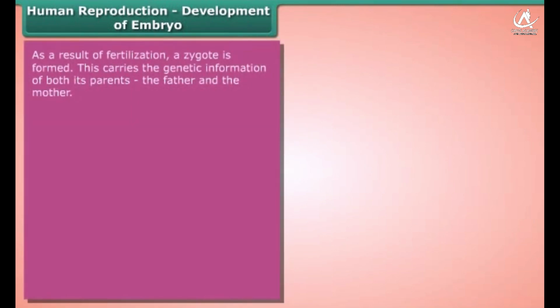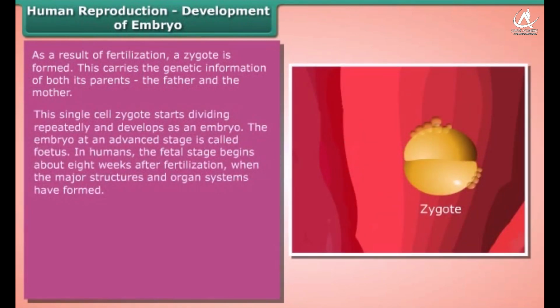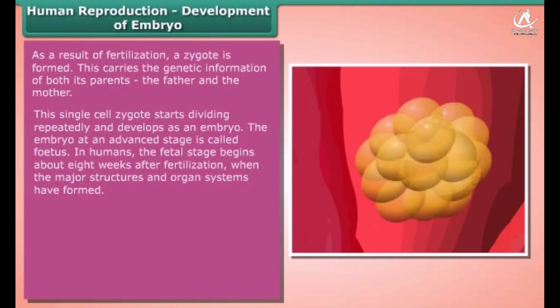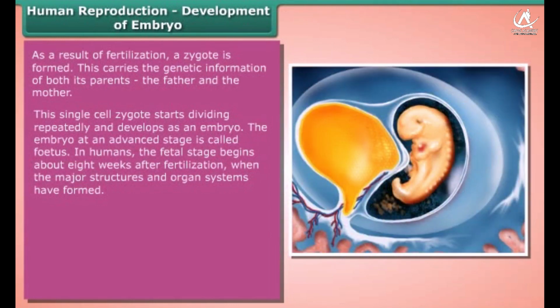Human reproduction, development of embryo. As a result of fertilization, a zygote is formed. This carries the genetic information of both its parents, the father and the mother. This single-cell zygote starts dividing repeatedly and develops as an embryo. The embryo at an advanced stage is called fetus. In humans, the fetal stage begins about 8 weeks after fertilization, when the major structures and organ systems have formed.